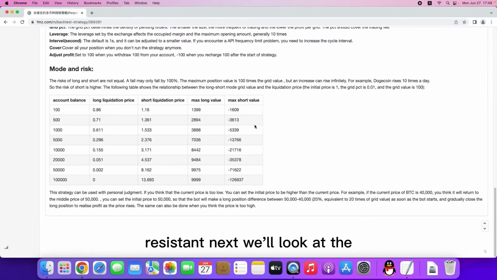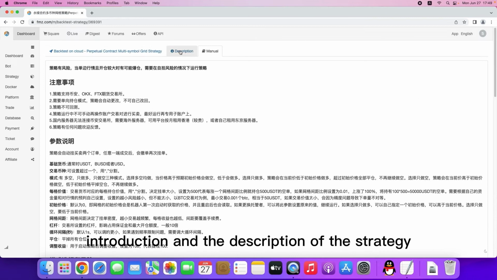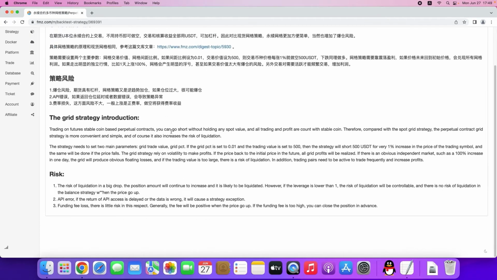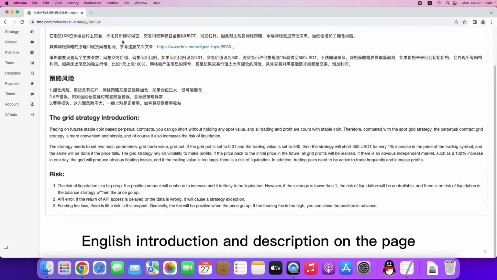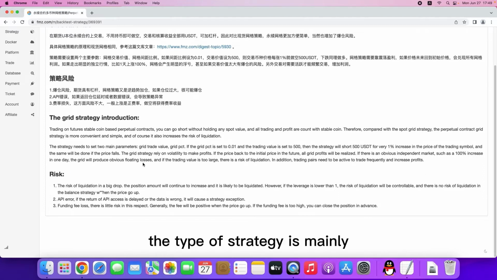Next, we will look at the introduction and the description of the strategy. You can see that there is a Chinese and English introduction and description on the page. The type of strategy is mainly a grid type trading logic. The supported market is the cryptocurrency contract market. Mainly support three exchanges: OKEX, FTX, and Binance. It supports multi-currency trading.